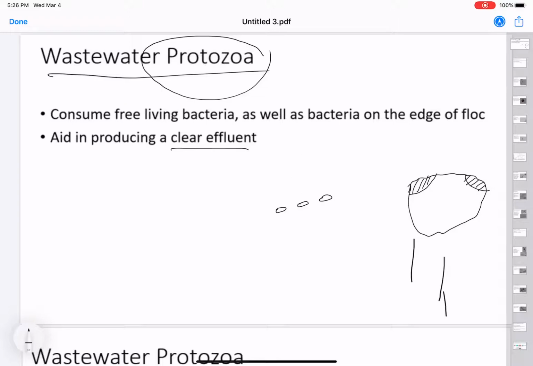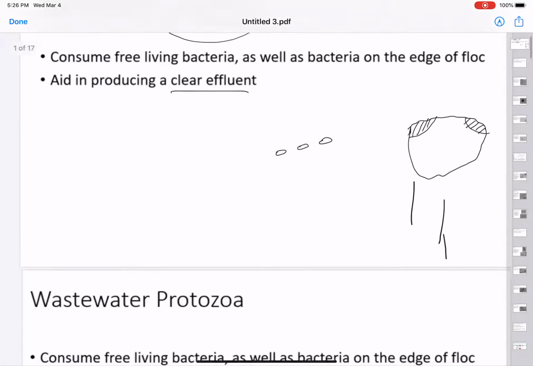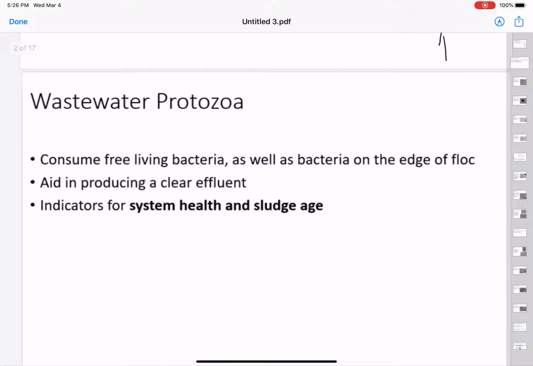Okay, so now, as we said, wastewater protozoa indicate that the system is healthy. The wastewater system is healthy, and they also indicate that the sludge age is in good condition, because these are the two things that we look at if you want to look at the stability of your reactor. The stability is based on the system health and of course the age of the sludge.